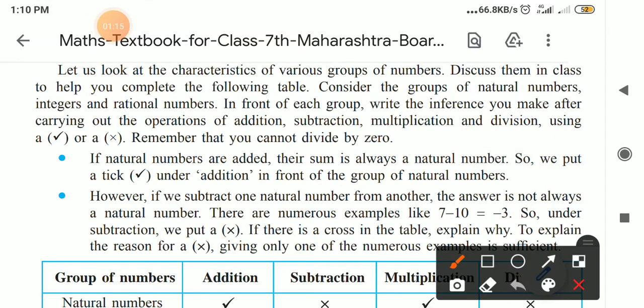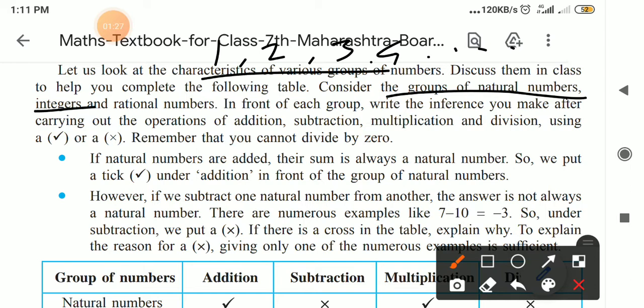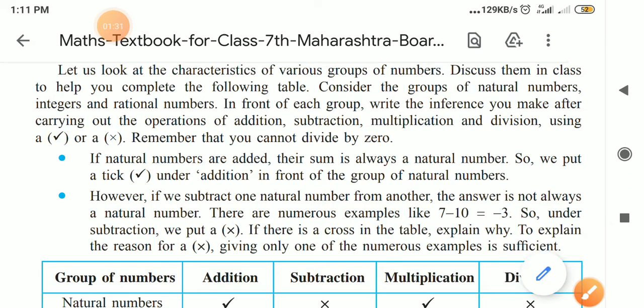Consider the group of natural numbers. You know that natural numbers start from 1, 2, 3, 4 and so on. Then integers. Integers, you also know, include natural numbers, that is positive numbers, and negative numbers. And rational numbers. All numbers are rational numbers; the only condition is that the denominator of a number must not be 0.